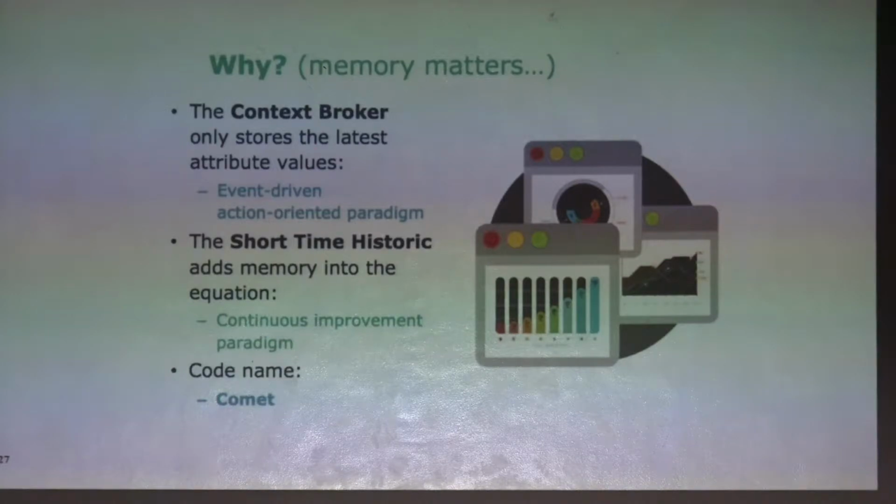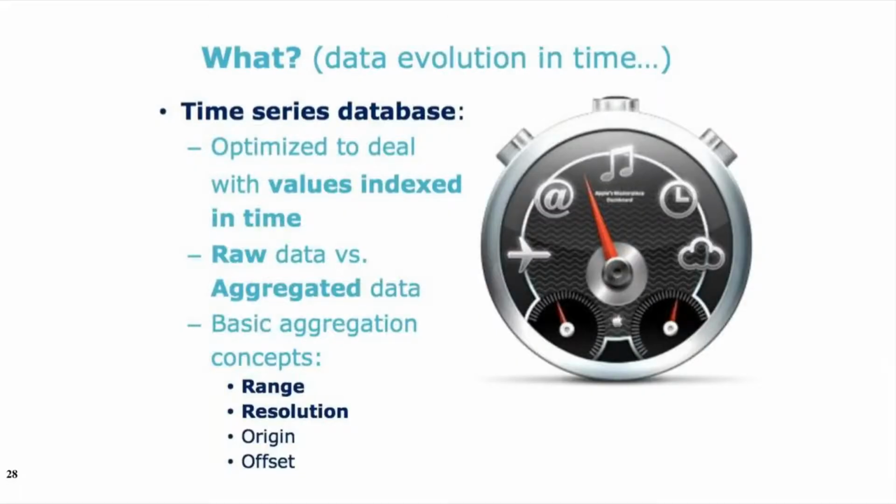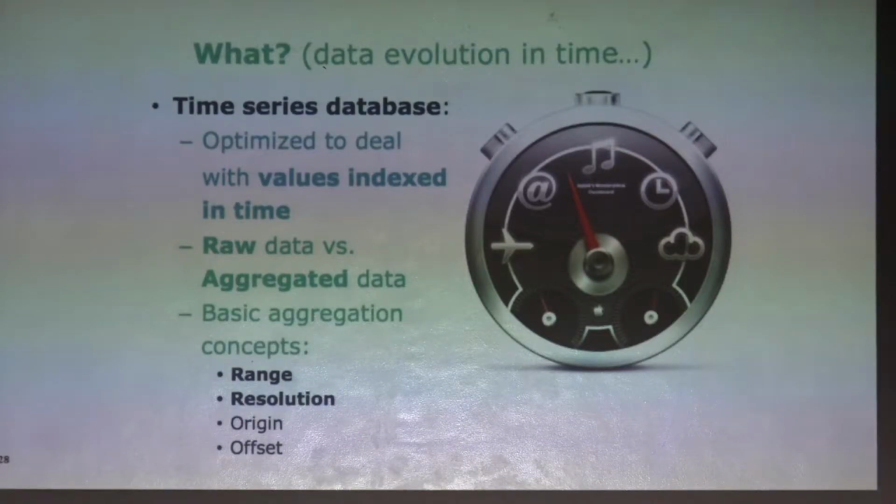As I told you, the context broker only stores the latest attribute values, so for historical analysis you need something more. So what access do you get by using STH Comet? Values indexed in time, which we also call time series. You could get raw data, you could get aggregate data, you could get range, resolution, you could set origin, you could set offset.